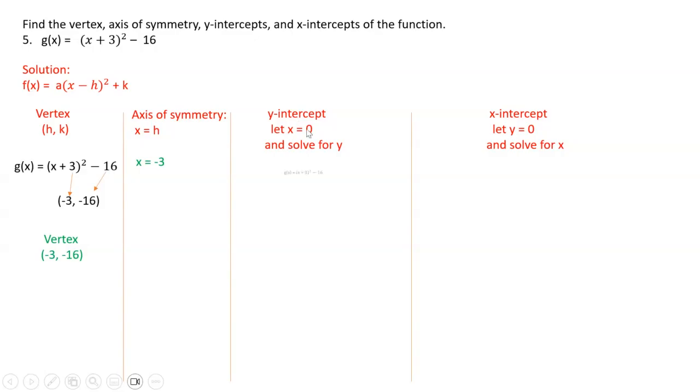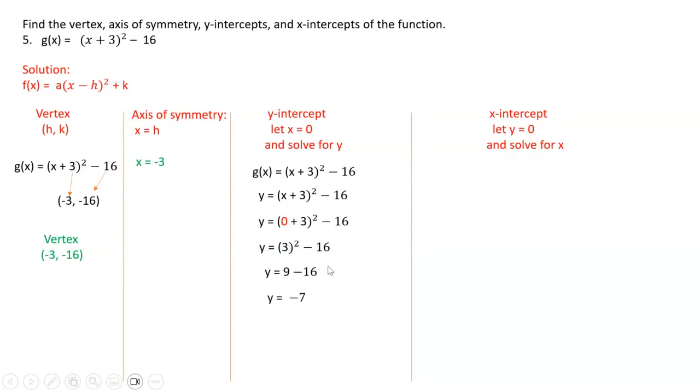Now, to solve for the y-intercept, the rule is that we let x equal 0 and solve for y. g of x is equal to y. If we do that, we can do this in our heads, because 0 plus 3 is 3, 3 squared is equal to 9, and 9 minus 16 is negative 7. But let's do the work anyway.